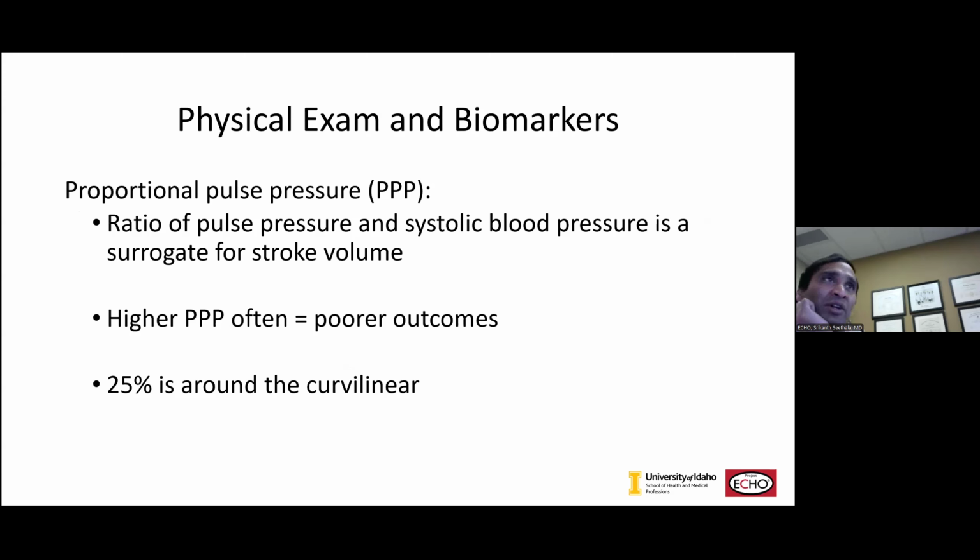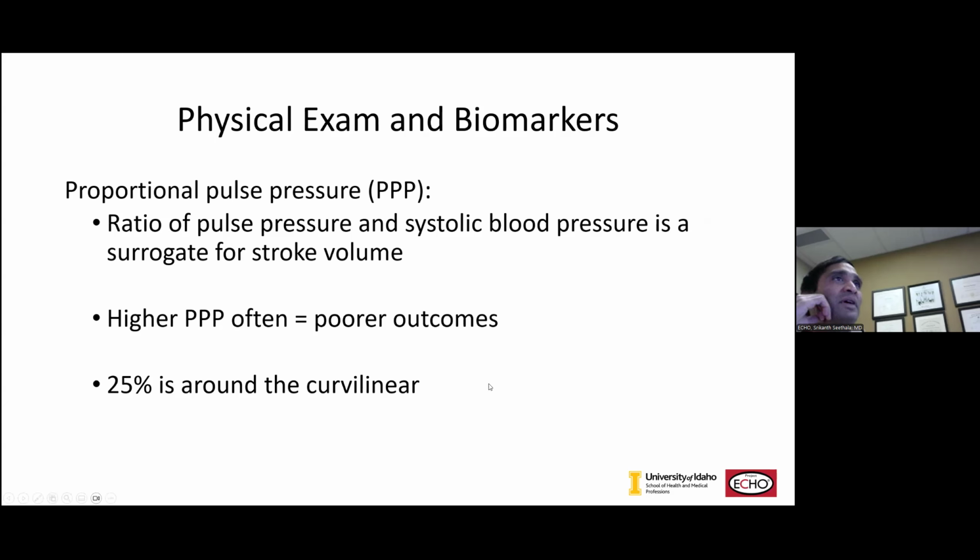And then we have another recently added physical exam finding that is called proportional pulse pressure. It is the difference between your systolic and diastolic pressure. If you have a higher diastolic pressure and a lower systolic pressure, your heart is not pumping enough. That's what this proportional pulse pressure means. If you have around 25%, you have a curvilinear relationship, and if you have a proportional pulse pressure lower than 25%, you are more likely to have advanced heart failure.